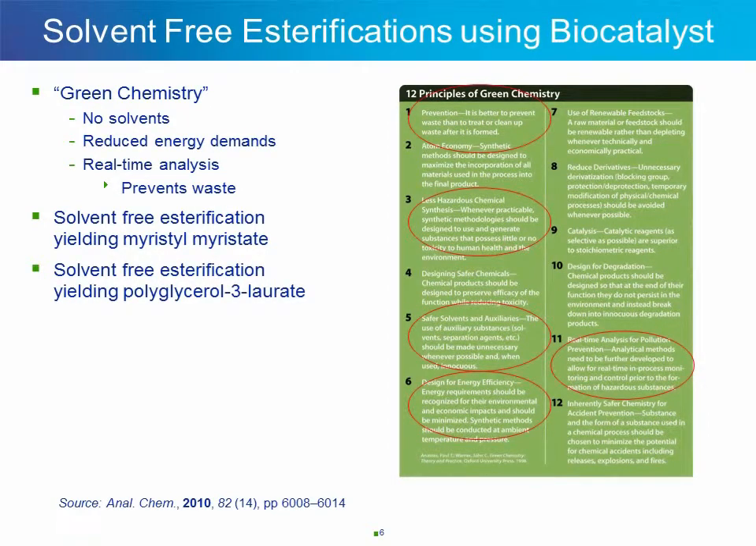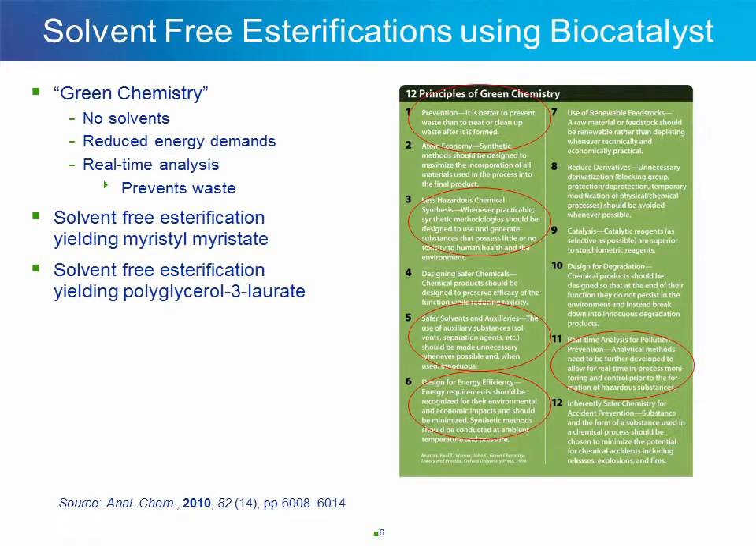The reactions studied here were the solvent-free esterification yielding myristoyl myristate and the solvent-free enzymatic esterification yielding polyglycerol-3 laurate. For the esterification yielding myristoyl myristate, 50 grams of liquid myristoyl alcohol at 60 degrees was filled into the reactor, equipped with an in situ mid-infrared ATR probe, and then an equimolar amount of myristic acid was added to the system. When complete mixing and a constant temperature in the reactor of 60 degrees were obtained, the reaction was initiated by adding the biocatalyst, which in this case was 1% weight of Novozym 435.